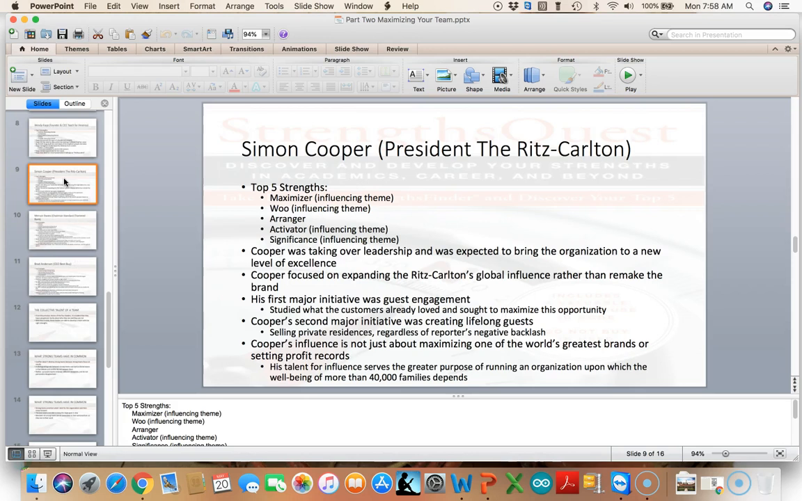Rather, his talent for influencing serves greater purposes for running an organization upon which the well-being of more than 40,000 families depends.